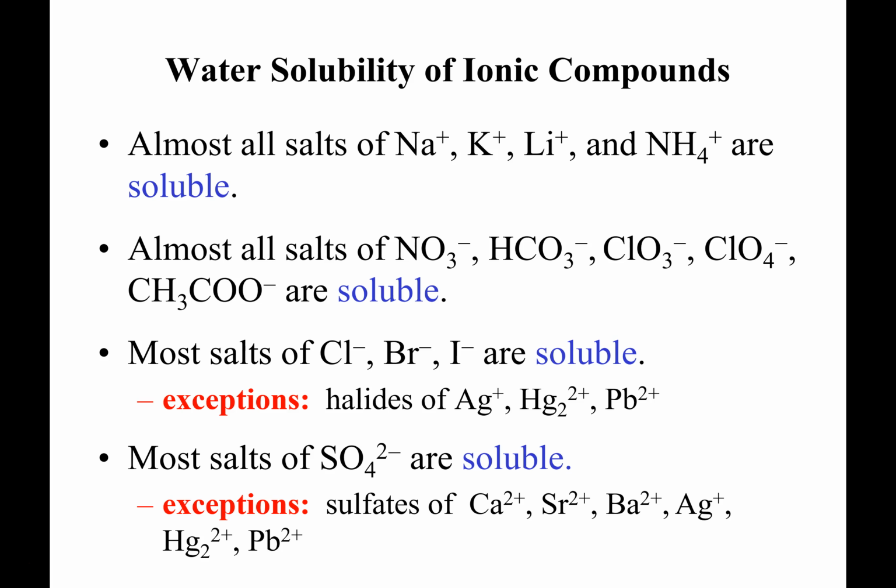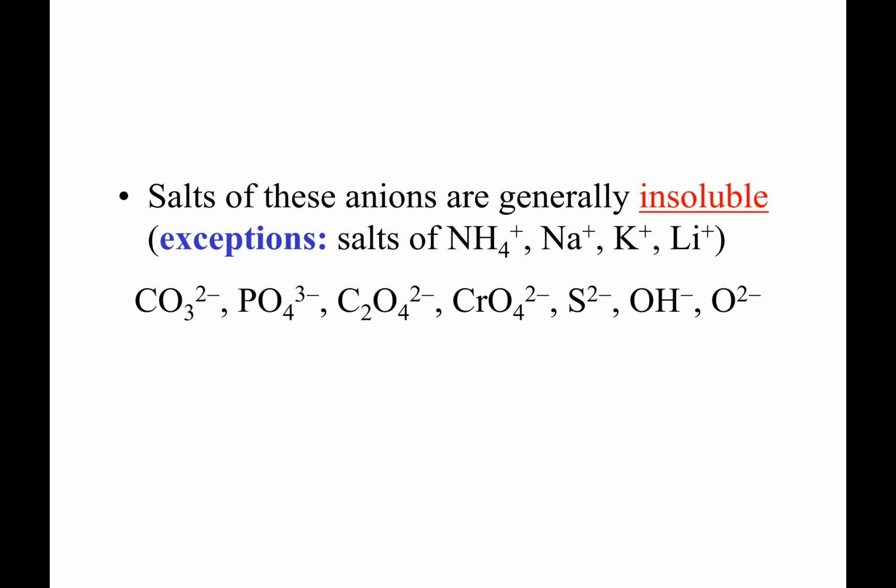SO4 2- is sulfate, so most salts of sulfate are soluble. Exceptions are when the cation is calcium, strontium, barium, silver, the mercury(I) polyatomic cation, or lead(II). Salts of these anions are generally insoluble, so they won't go into solution: carbonate, phosphate, oxalate, chromate, sulfide, hydroxide, or oxide. They're insoluble unless your cation is ammonium, sodium, potassium, or lithium.